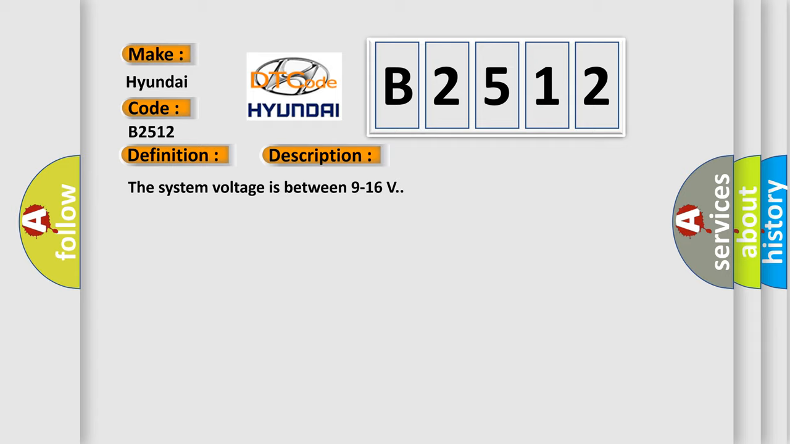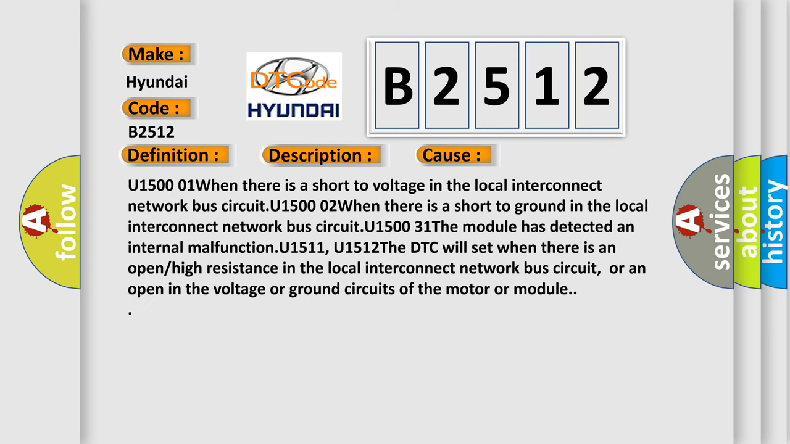The system voltage is between 9 to 16 volts. This diagnostic error occurs most often in these cases: U1500-01 when there is a short to voltage in the local interconnect network bus circuit, U1500-02 when there is a short to ground in the local interconnect network bus circuit, U1531 the module has detected an internal malfunction, U1511, U1512 the DTC will set when there is an open or high resistance in the local interconnect network bus circuit, or an open in the voltage or ground circuits of the motor or module.